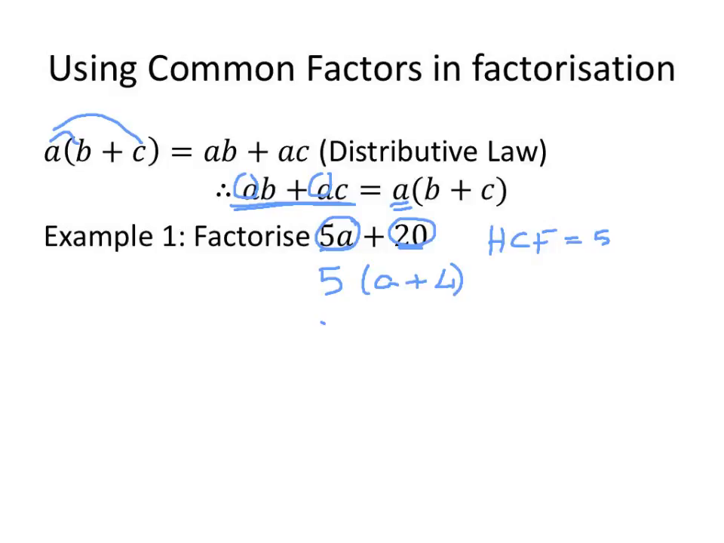If I do a check here, we write down check. If I use the distributive law, 5 times A gives me 5A. Positive times positive is a positive. And 5 times 4 is 20. I come back to my original question. That's taking out a common factor.